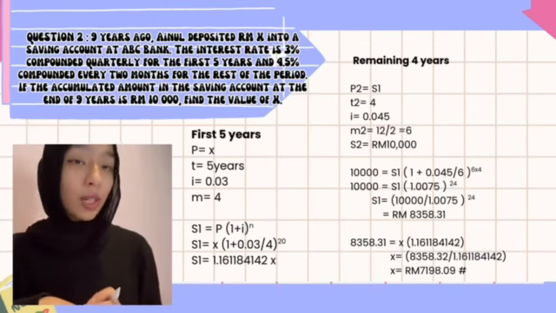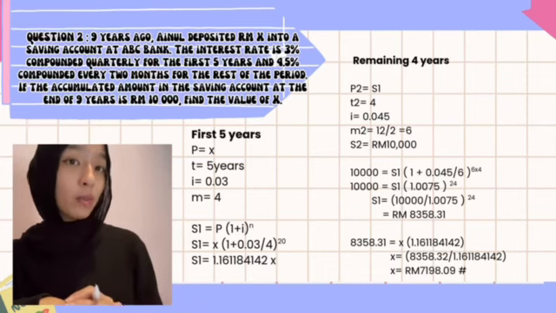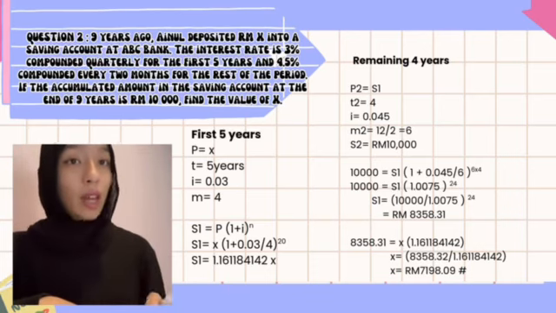Question 2. 9 years ago, I deposited RM x into a savings account at ABC Bank. The interest rate is 3% compounded quarterly for the first 5 years and 4.5% compounded every 2 months for the rest of the period. If the accumulated amount in the savings account at the end of 9 years is 10,000, find the value of x.